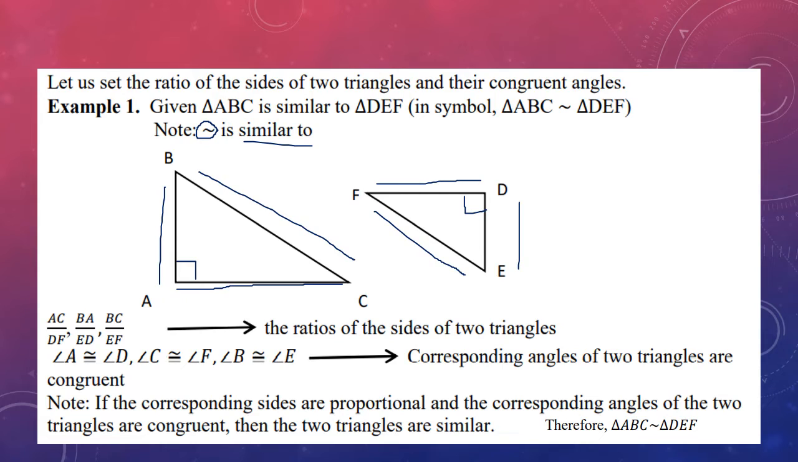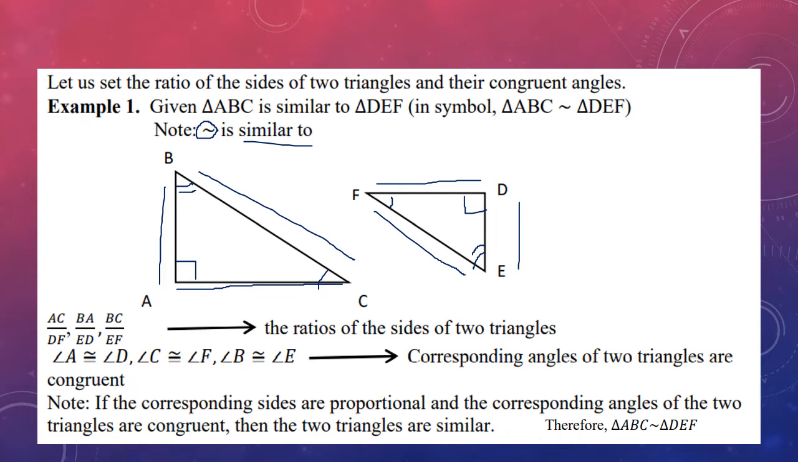Then angle A is congruent to angle D. Angle C is congruent to angle F. Then angle B is congruent to angle E. So corresponding angles of two triangles are congruent. Okay? Then note, if the corresponding sides are proportional and the corresponding angles of the two triangles are congruent, then the two triangles are similar.